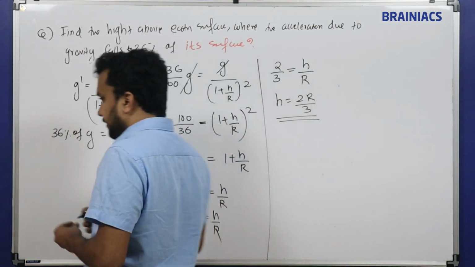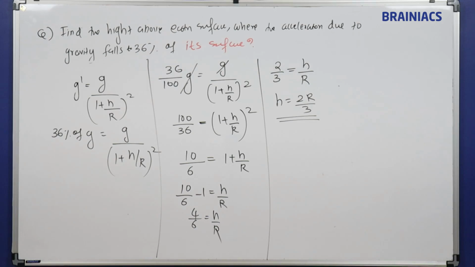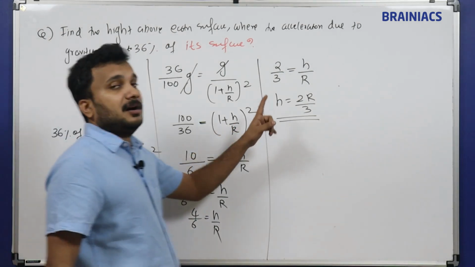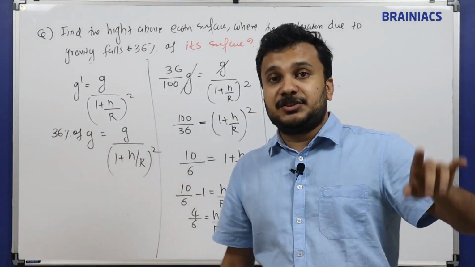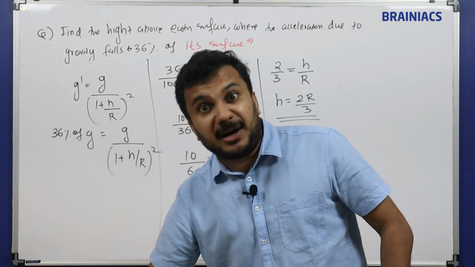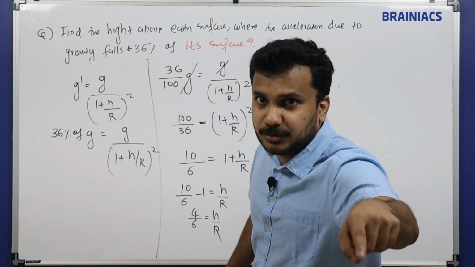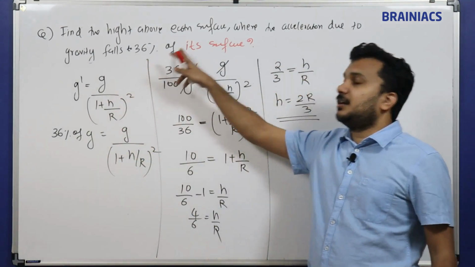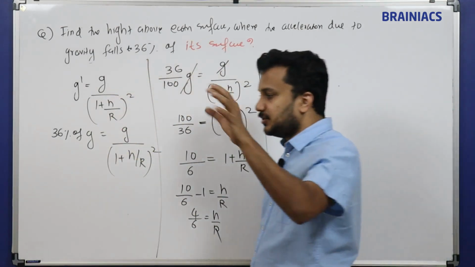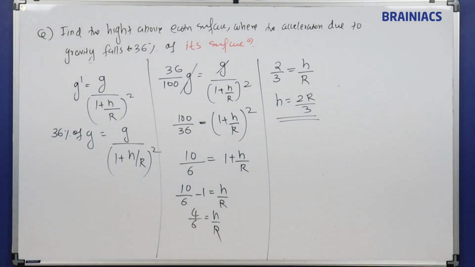So above the earth's surface, at a height of 2r by 3, its value reduces by 64% and reaches 36%. So it falls to 36%. Now the value is 36%. So at a distance of 2r by 3, the value 3.6 will be available. Okay, hope this is very clear to you.